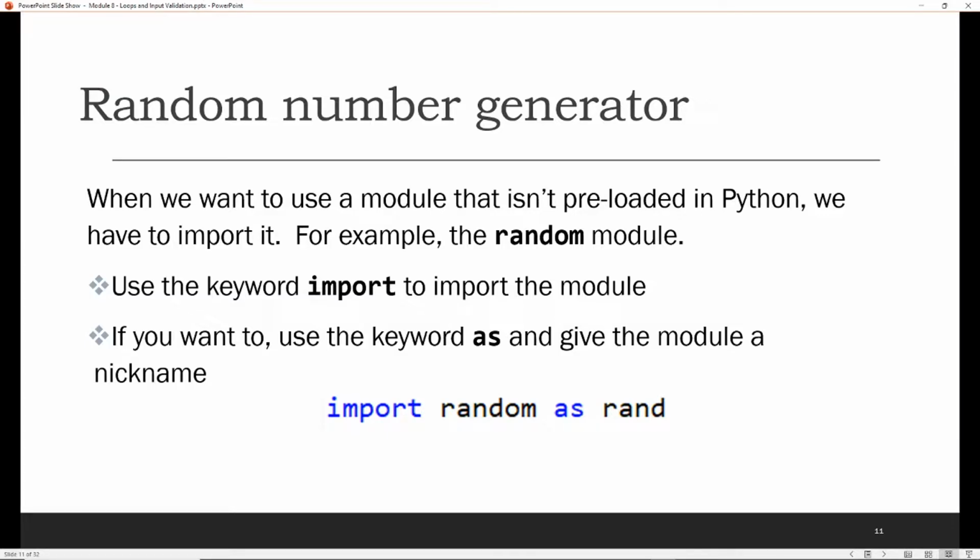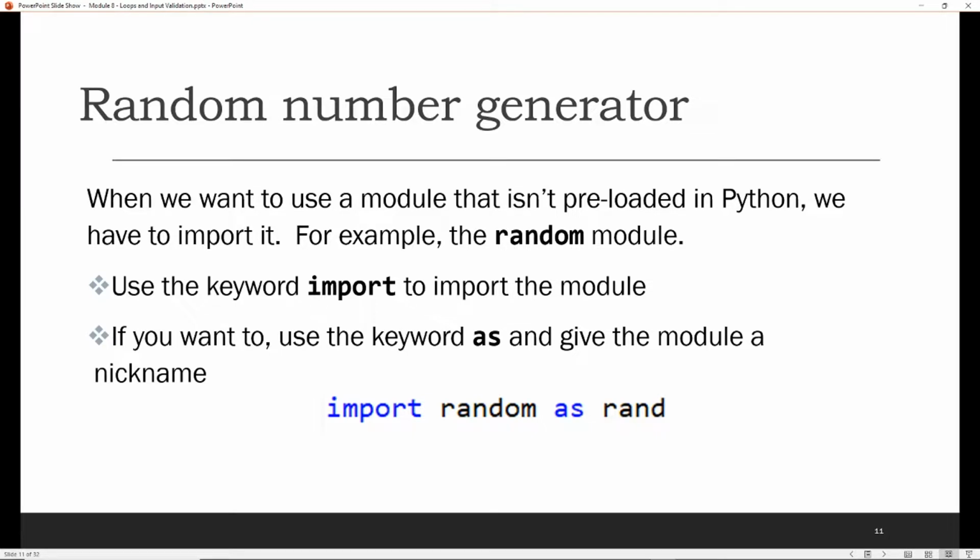Before we get into another example of input validation, we'd like to introduce the random number generator in Python. So we can generate pseudo-random numbers in Python in various ways. But what you have to keep in mind is that the random module is not preloaded in Python, so we have to import it. When we want to use a module that is not preloaded in Python, we have to import it. So for example, the random module.